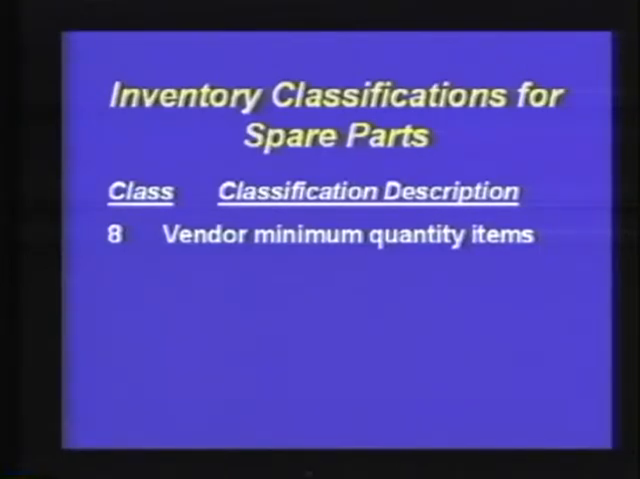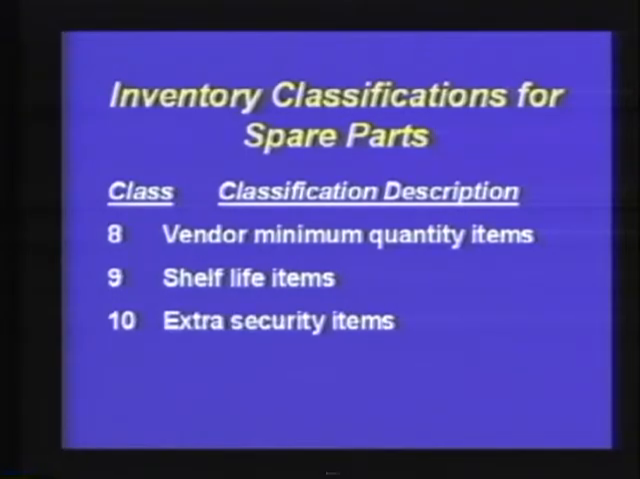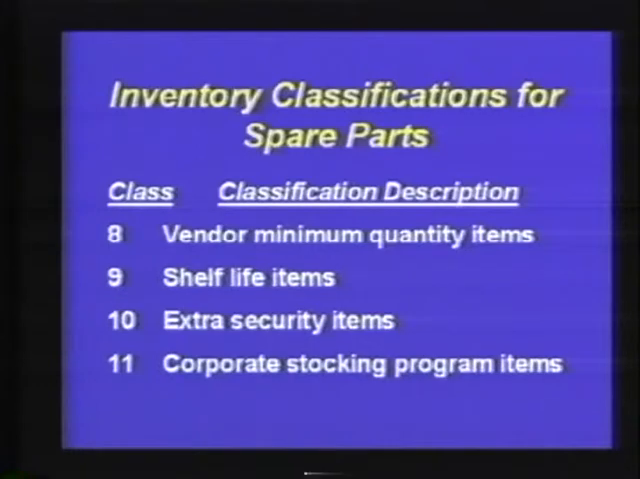And when you issue a purchase order, the minimum may be 10, and if you need 8, you're going to have to purchase 10. So that means you're going to have 2 items on the shelf pending further usage. The class code indicates why it's there. You have the shelf life items, which are Class 9. Then our extra security items are 10. Corporate stocking program items, that is where we have more than one facility combining its requirements. Those likewise would be recorded as Class 11.